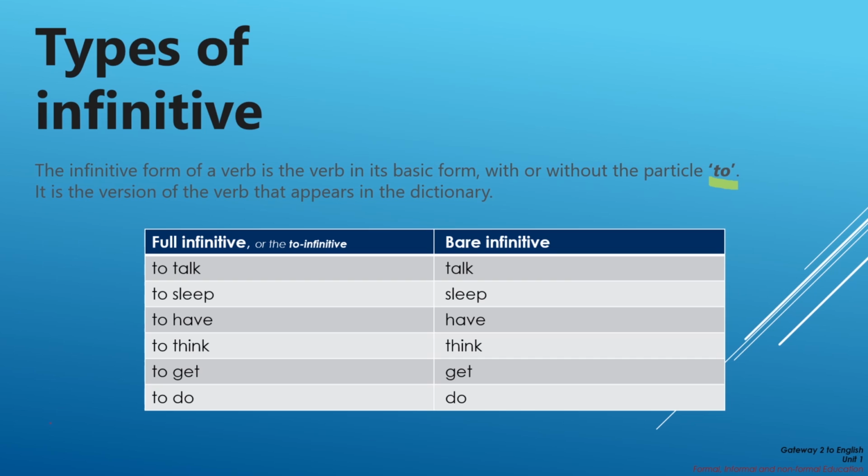So we have two types of the infinitive, two forms. We have the full infinitive or the to infinitive, like to talk, to sleep, to have, to think, to get, to do. And on the other hand, we have the bare infinitive, which means that we omit the particle to, we delete it, and we keep just the basic form of the verb, like talk, sleep, have, think, get, do. So this is the form of the bare infinitive.